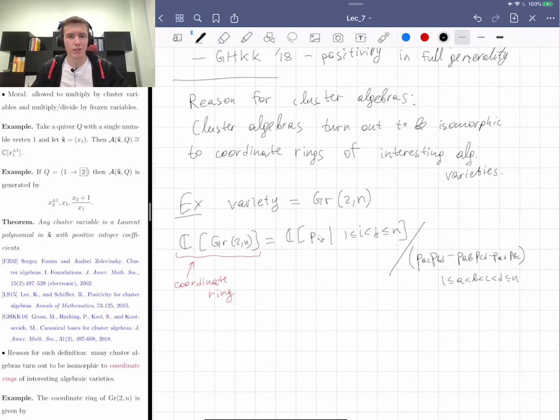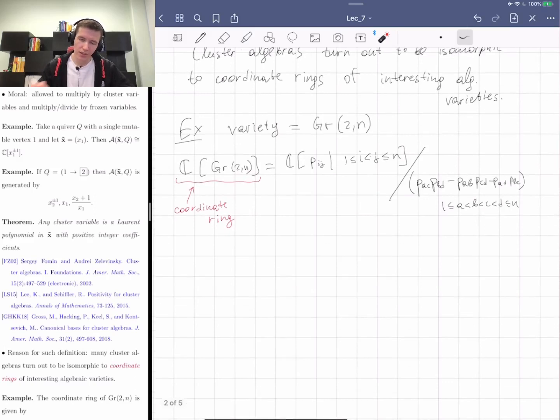Is it clear what I'm saying? Yes, no. Okay. What I'm saying is, just forget all that. I'm introducing a ring. Take the polynomial ring in n choose 2 many variables, and then mod out by the ideal generated by n choose 4 relations. But that ring has a geometric meaning regarding the Grassmannian, and that generalizes not only to Gr(2,n) but to Gr(k,n) in general.